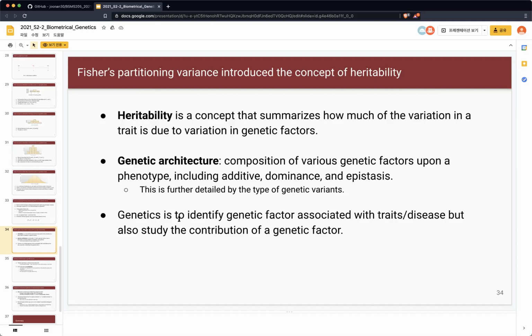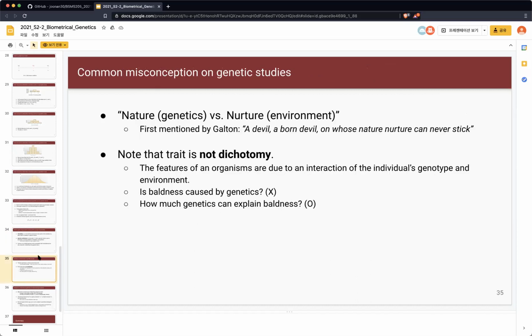Okay, so genetics is the science to identify genetic factors associated with traits and diseases, but also the study of the contribution of those genetic factors. So we can talk about a common misconception about genetic studies, one I get nearly every day, because friends or acquaintances ask me what I do for a living. I say I'm a geneticist, and they say, wow, you're a geneticist, do you know whether baldness is genetic or not?